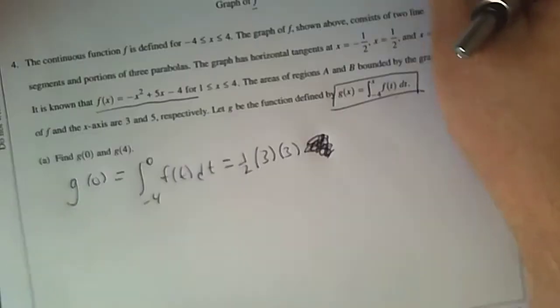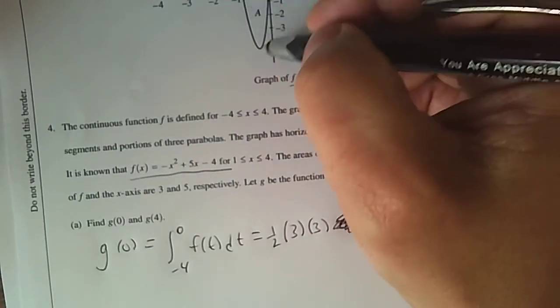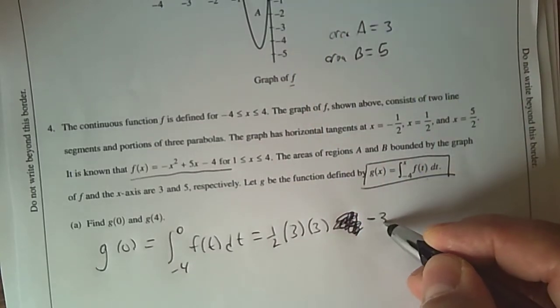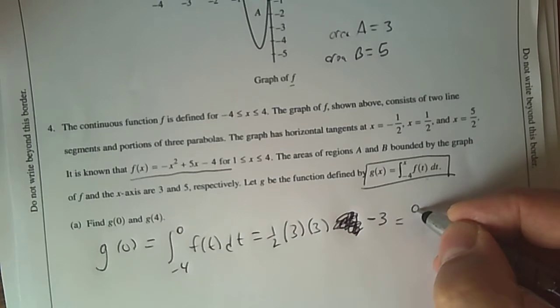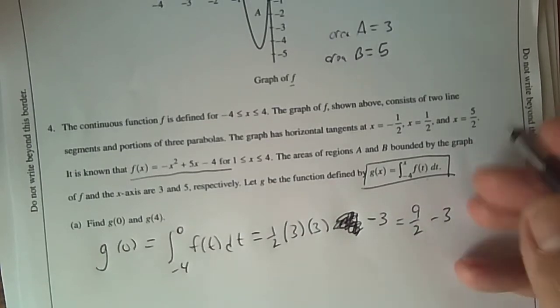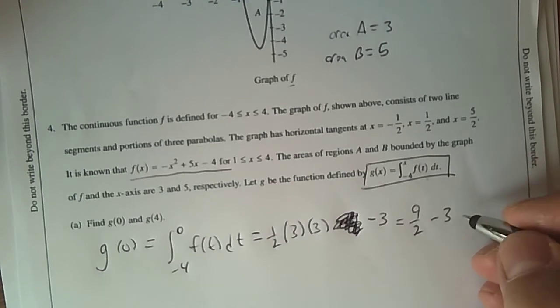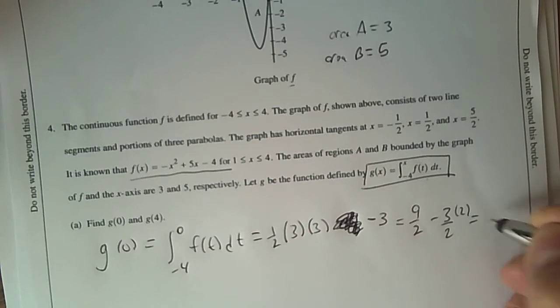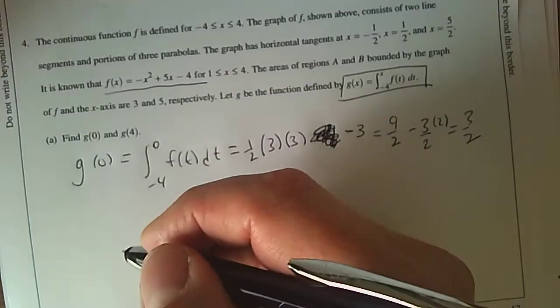Then we also have this parabola. Notice this parabola is below, and we're told the area is 3, but we need to write that as a -3. So the full answer is 9 over 2, take away 3. That's fine. Or you can get common denominators: multiply top and bottom times 2, and you get 9 take away 6. And the integration there is 1.5, or 3 over 2.